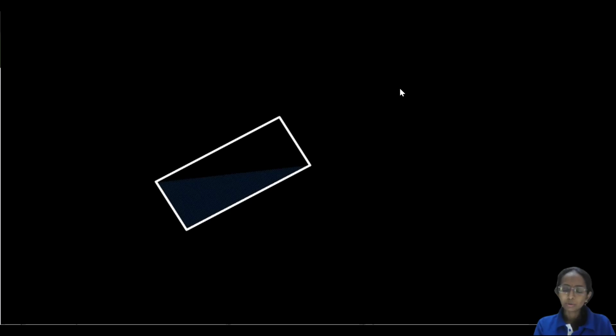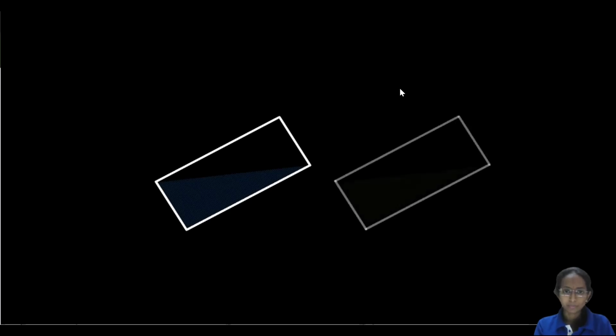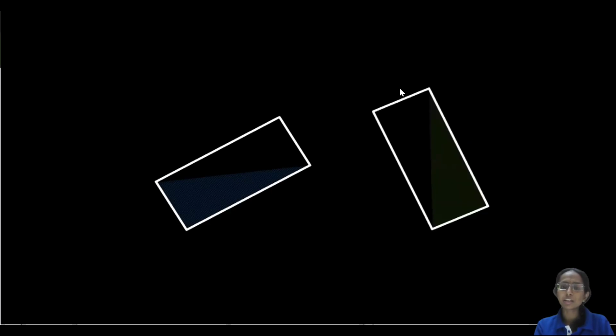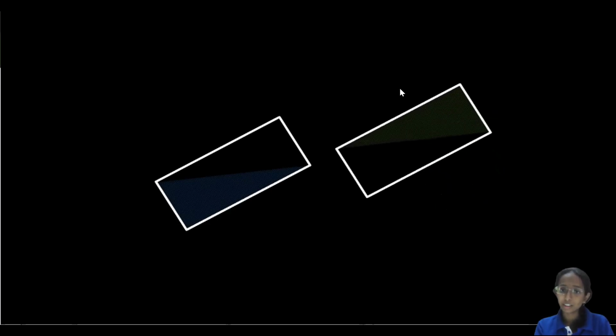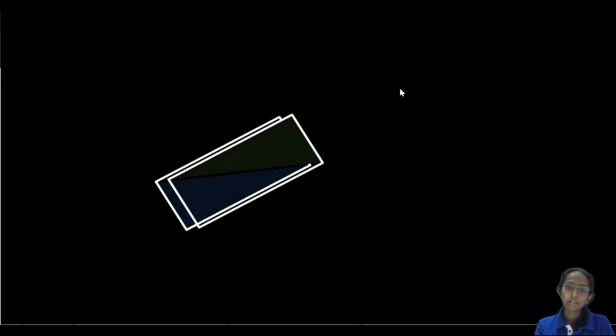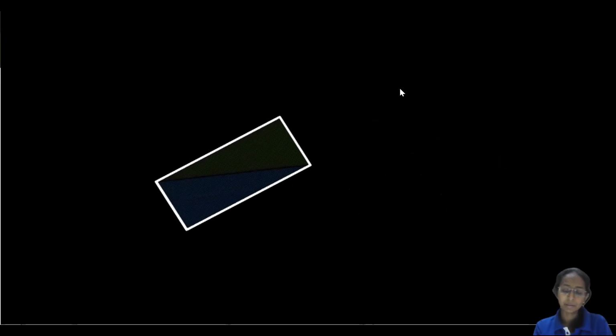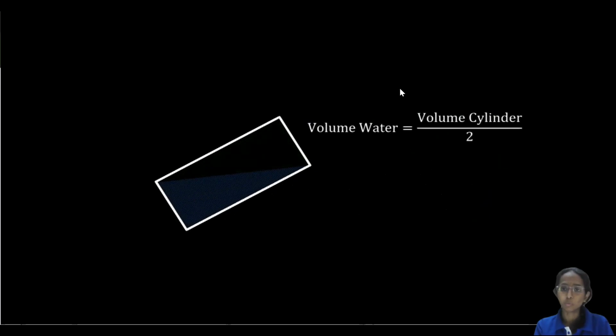Now we know that it is filled with water. If I take another cylinder with the same amount of water, touching one end and the other end, and rotate it and slide it over our cylinder, we see that the volume of the water is just half of it. So this is the trick we are going to use in this question. The volume of the water is the volume of the cylinder divided by 2 when it is touching one end to the other end.